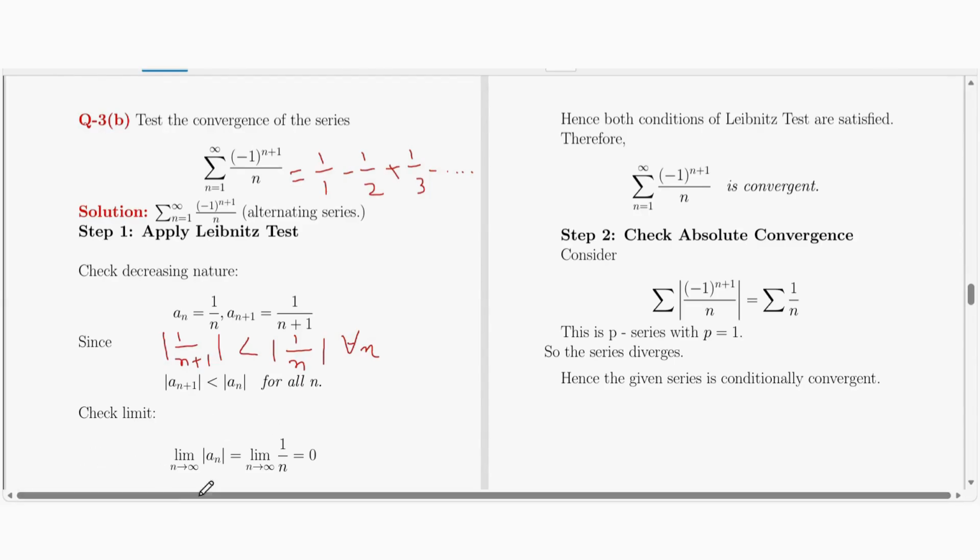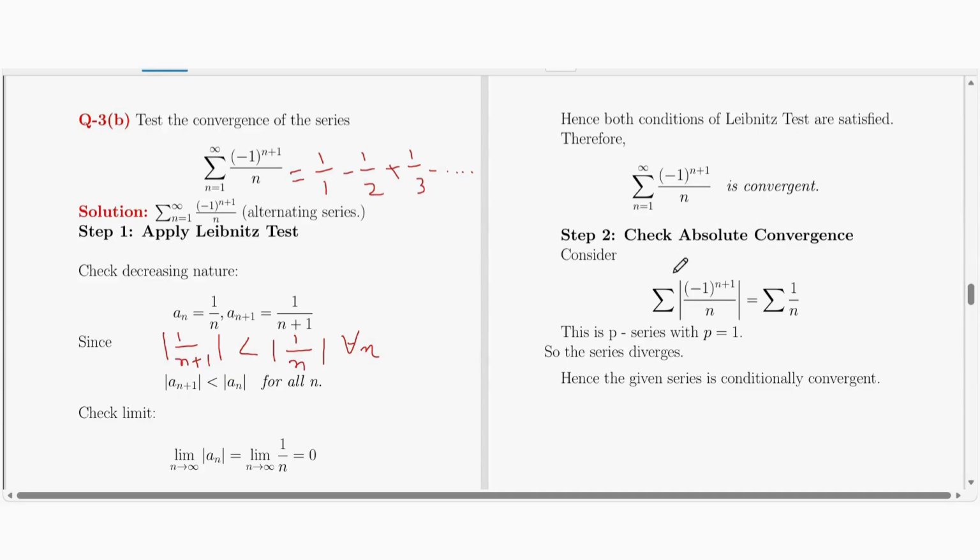Second condition, find the limit. The limit as n tends to infinity of |a_n| is equal to the limit as n tends to infinity of 1 upon n. Now put n equal to infinity, so 1 upon infinity is equal to 0. Hence both conditions of the Leibniz test are satisfied. Therefore the given series is a convergent series.